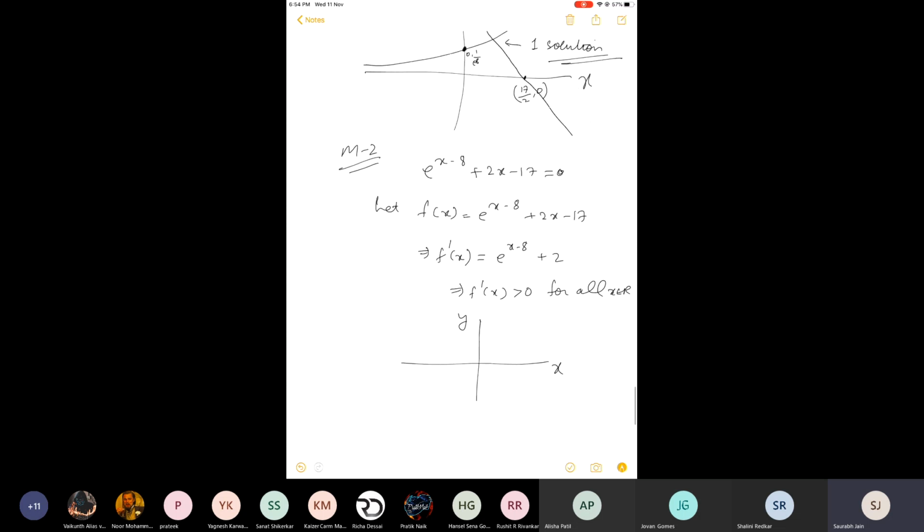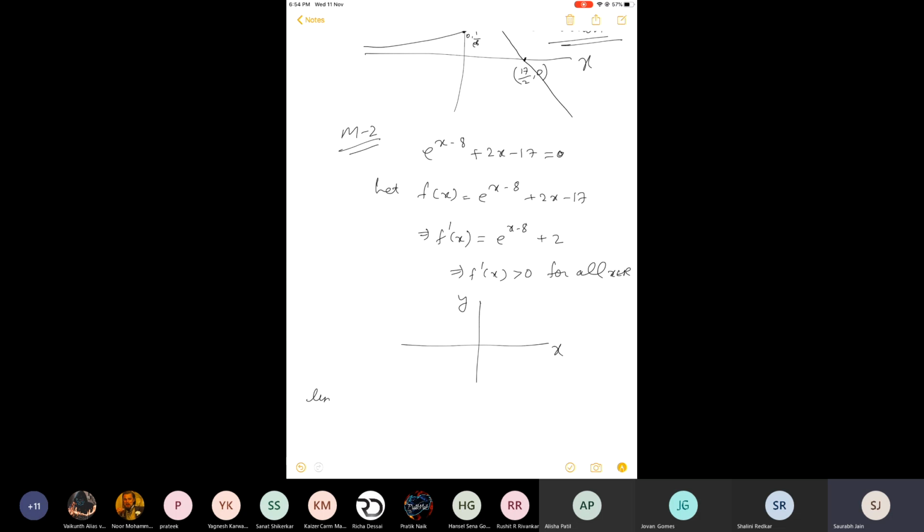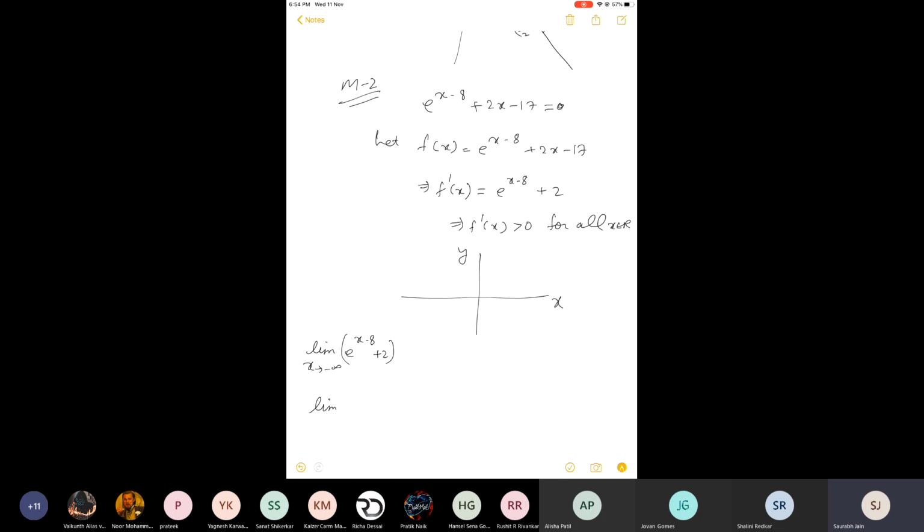If it is constantly increasing and the domain is R, let us find two values, and that will help us to draw the graph. That is minus infinity and infinity. Who can tell me the answer of the first part? When x is tending to minus infinity, what will be the answer of this limit? Because that will help us get the answer. E to the power x minus 8 plus 2, when x tends to minus infinity, will be equal to how much? So 2. Yes, correct. Good.